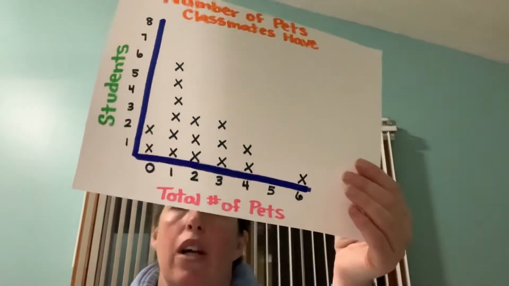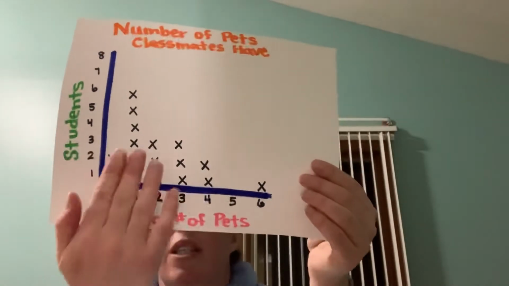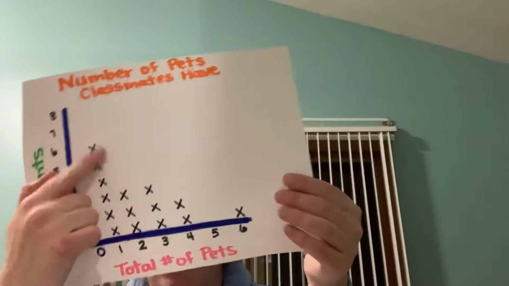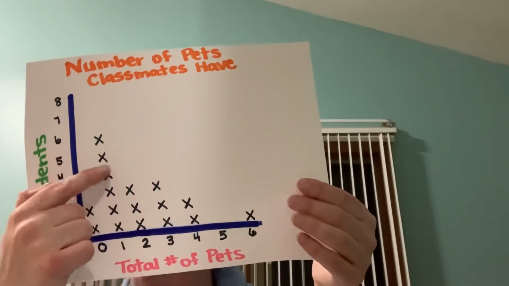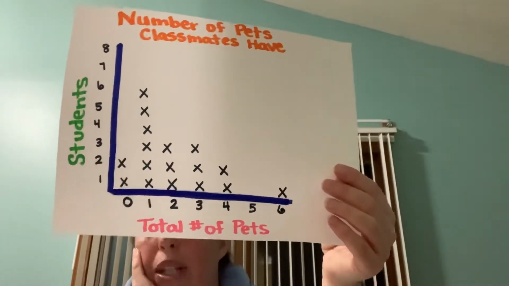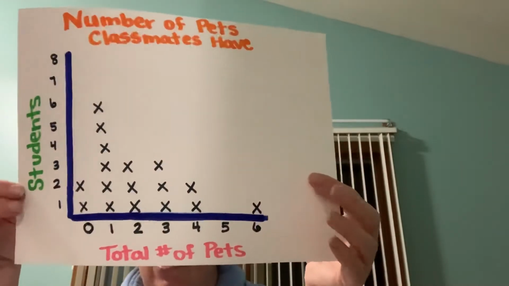Oh, I'm sorry. I read that wrong. How many have fewer than 2 students? So we're not even allowed to count the 2 pets. Fewer than 2 pets would be either 1 pet or no pets. So that answer is going to be 1, 2, 3, 4, 5, 6, 7, 8 students. So always go back to the question like I just had to do and make sure you're answering the correct one.